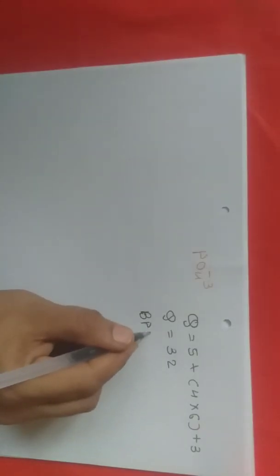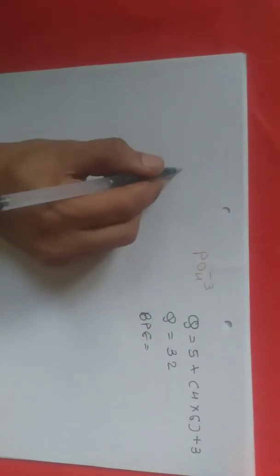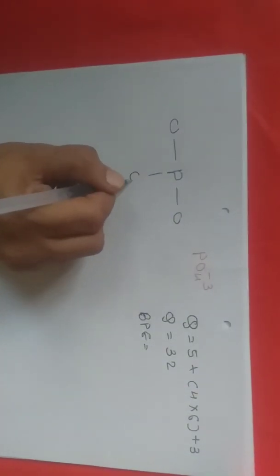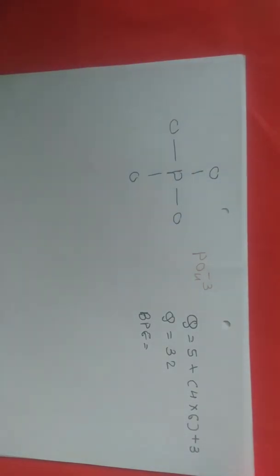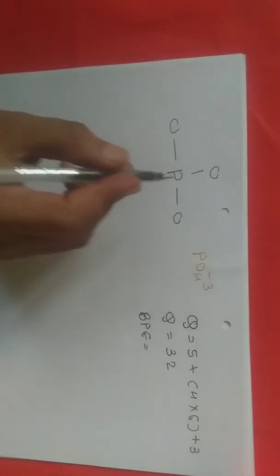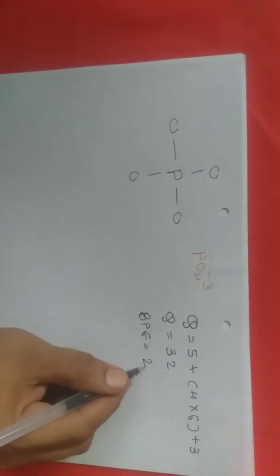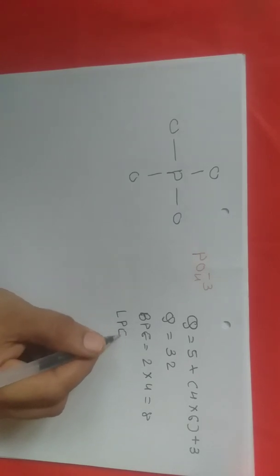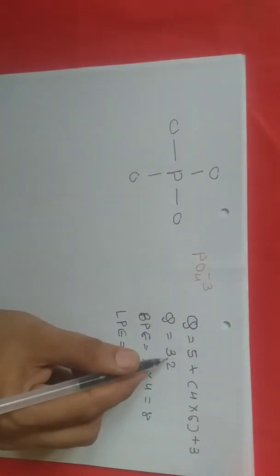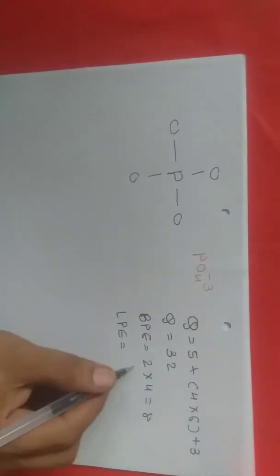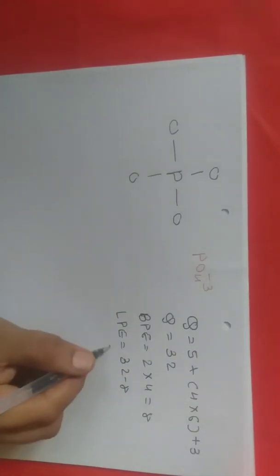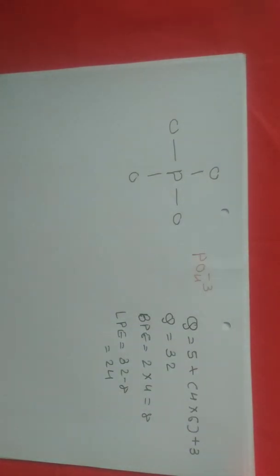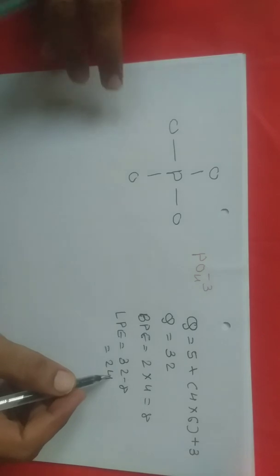If we talk about the bond pair electrons, then phosphorus is bonded with 4 oxygens, right? So total 1, 2, 3, 4 bonds. So 2 into 4 is equal to 8, which is the bond pair electrons. If we talk about the lone pair electrons, then we can calculate by taking the difference of Q and BP, that is 32 minus 8. So I can say it's 24. 24 is the total number of lone pair electrons.